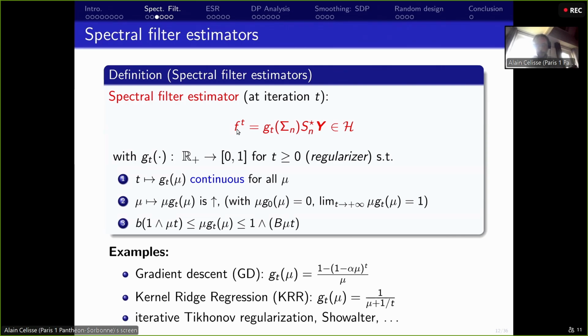So this, for a particular choice of the regularizer function gt, you get the expression of the gradient descent after t iterations. But it's even more general, because if you make another choice of gt, which is this one, so very simple function gt, then what you get is simply the Tikhonov regularization, or the estimator for a given value of the regularization parameter 1 over t. You get the kernel, because we work in a reproducing kernel Hilbert space, kernel ridge regression estimator. By an appropriate choice of a regularizer function gt, you can get numerous classical estimators such as Showalter estimator, iterative Tikhonov regularizer, and so on and so forth.